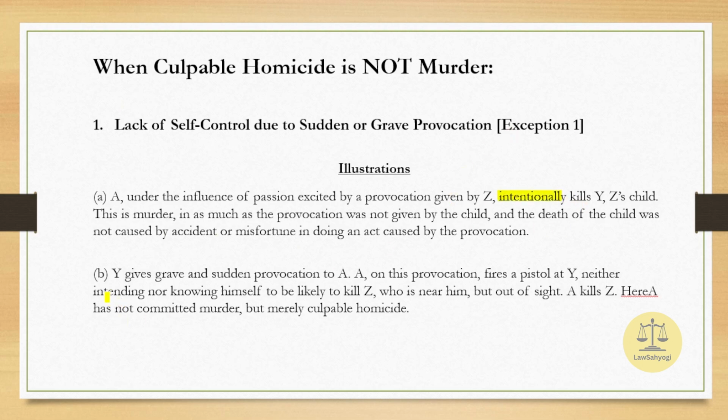And secondly, we see the illustration that suppose Y provokes by sudden provocation, and due to that provocation A takes out a pistol and fires at Y, neither intending nor knowing himself likely to kill Z, who was near him but out of sight. Here the fact is that A has killed Z, but A has not committed murder but merely culpable homicide.